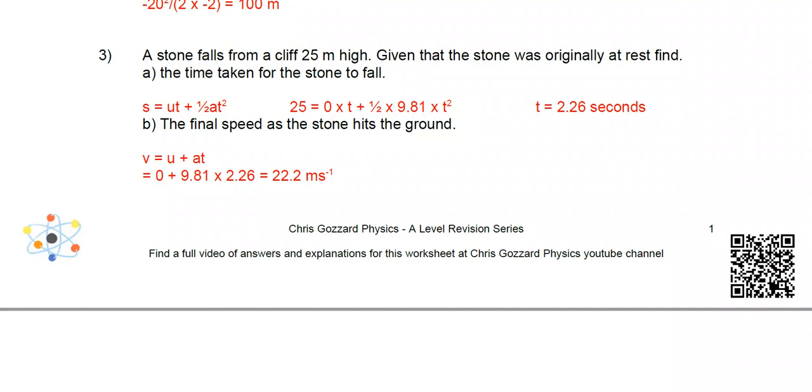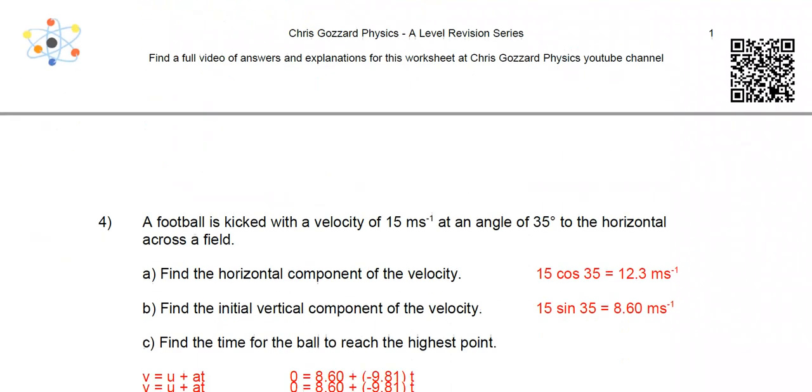The final speed as the stone hits the ground. Well, now that we know the time it takes to drop, we're going to use v = u + at. So that's 0 plus 9.81 times 2.26 seconds, and we get 22.2 meters per second.